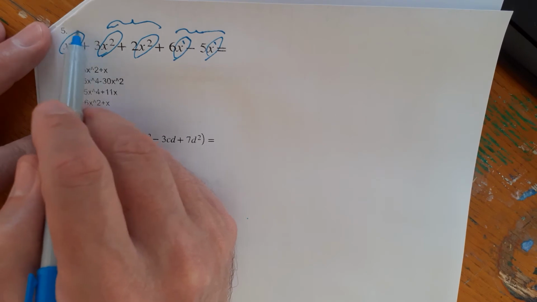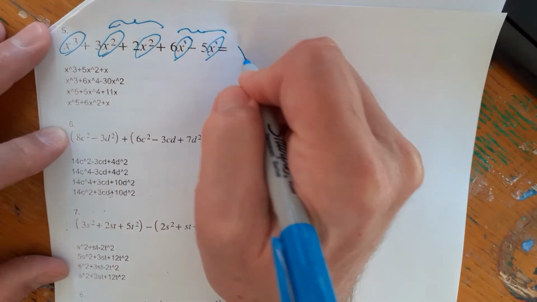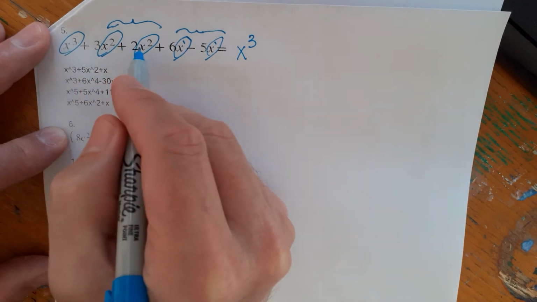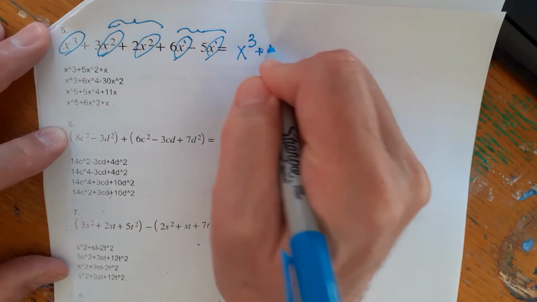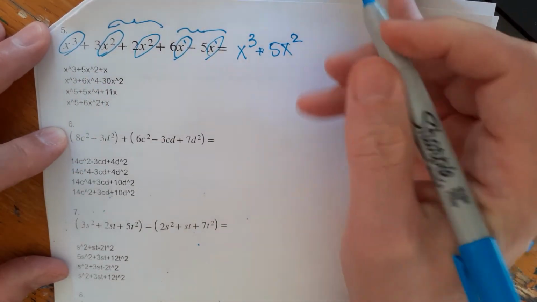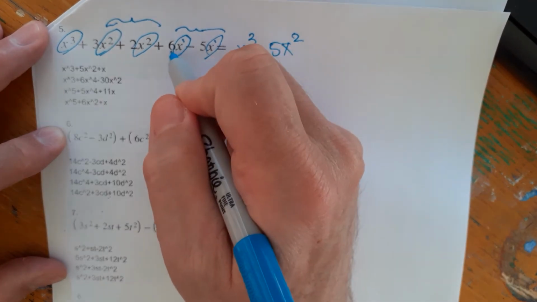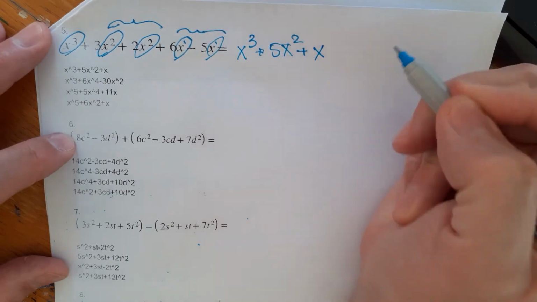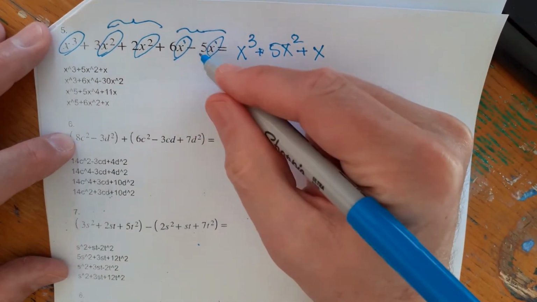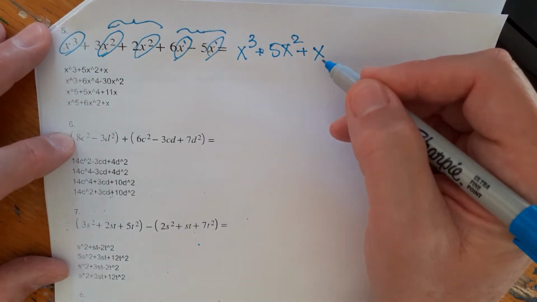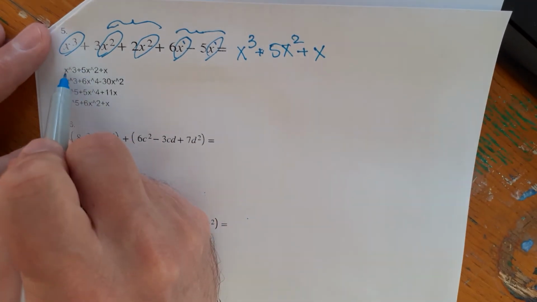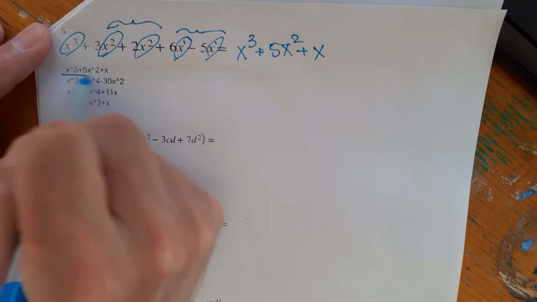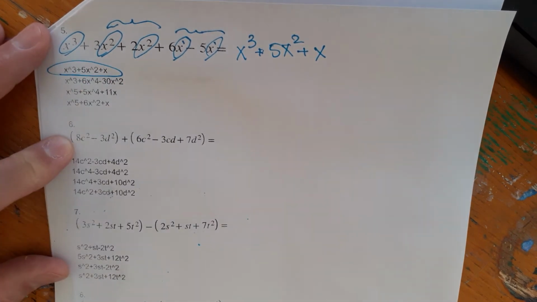This one can't combine with anything. It stands alone. So we get an x cubed. It just repeats. A 3x squared and a 2x squared is plus a 5x squared. Okay? And a 6x minus 5x leaves you with just one x. Right? 6 x's minus 5 x's leaves you with 1x. And so we're looking for x to the power 3 plus 5x squared plus x to combine like terms for this.